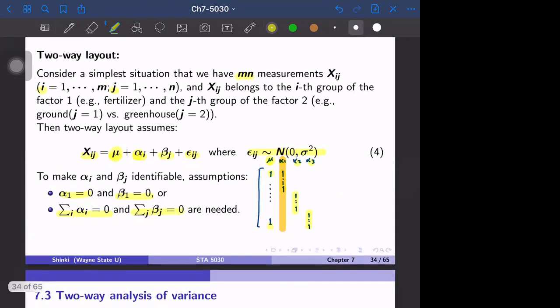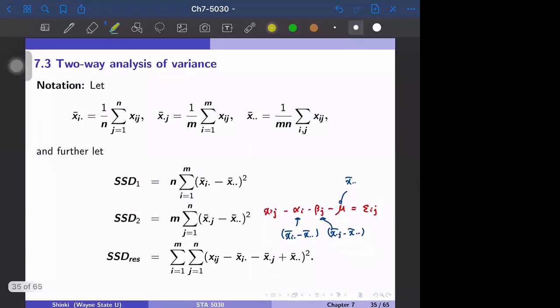Okay, some notation. x_i dot bar is the group mean of the i-th level of the first factor. And x dot j bar is the group mean of the j-th level of the second factor. And x dot dot bar is the overall mean.